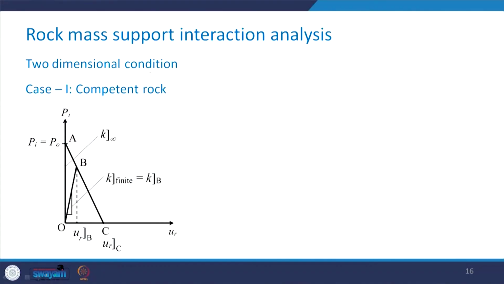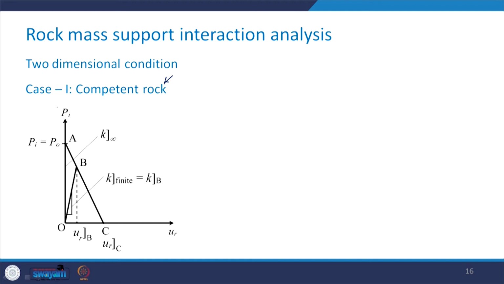Although in the field most of the time you are going to have the three-dimensional situation, to understand that situation, first you must understand the philosophy of the ground response curve and the support reaction curve, and it will be easy for you to understand with the help of the two-dimensional situation. So, we take case 1, which is related to the competent rock. When I say competent rock, what does that mean? That its behavior will be elastic.